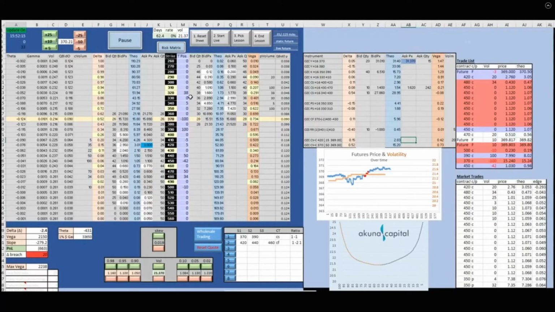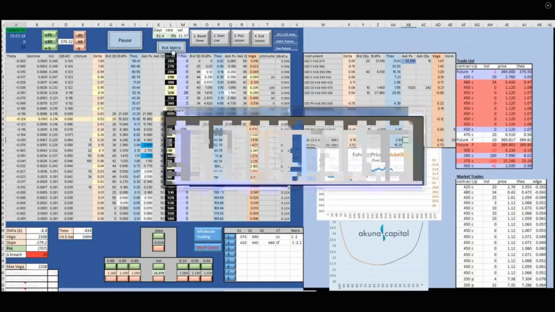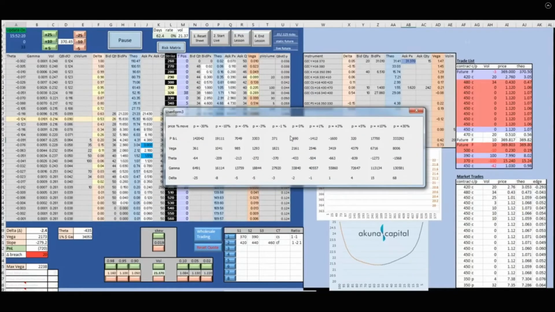Finally, we're able to bring up a risk matrix so that people can see the impact that a price change in the future will have on your overall position. So in this case, 3% increase in price will result in a P&L of negative $1,600. And then you can also see your Greeks at the various parts of this risk matrix.